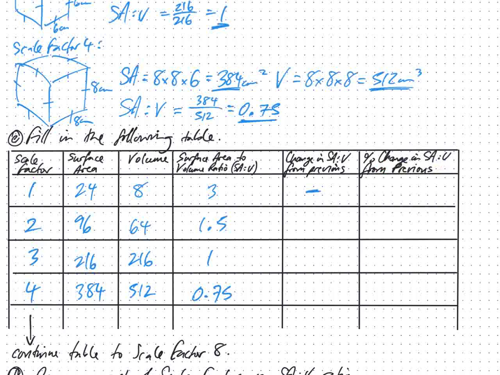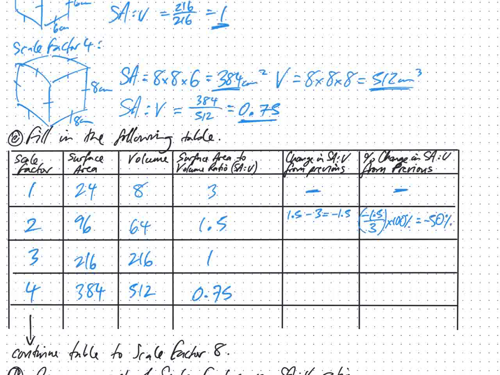This column is asking percentage change in SAV from previous. Because there was no previous, that's also going to be a dash. But this one has had a change. It went from 3 to 1.5. So if you want to find the change, you go the new minus the old is equal to the change, negative 1.5. Now the percentage change, if you want to express anything as a percentage, it's the number of interest over the original number, and then you times that by 100%. So the number of interest is the change, because I'm finding percentage change in SAV from the previous, so the original number was 3. So it's going to be 1.5 over 3 times by 100%. So it's going to be negative 50%.